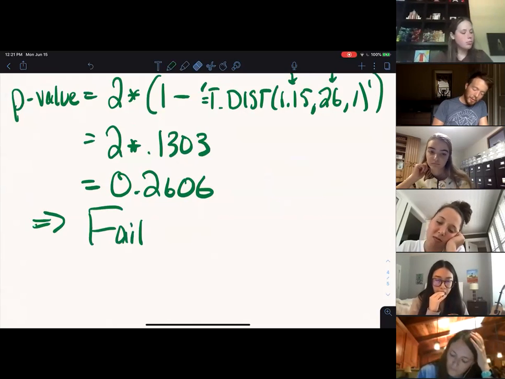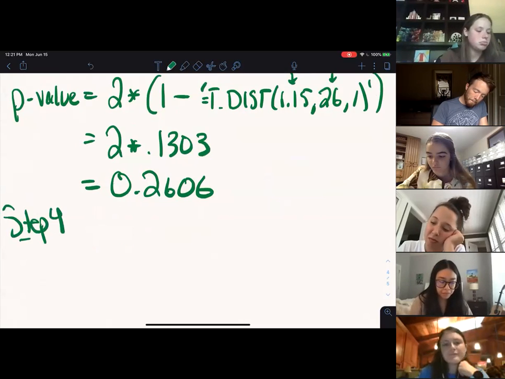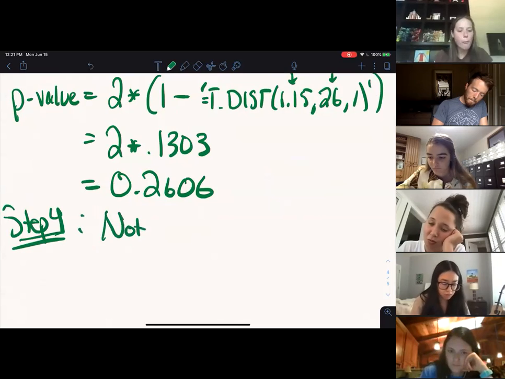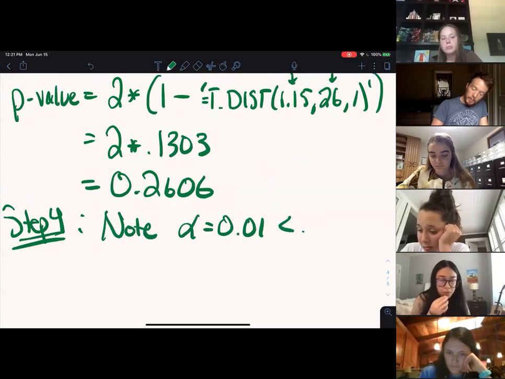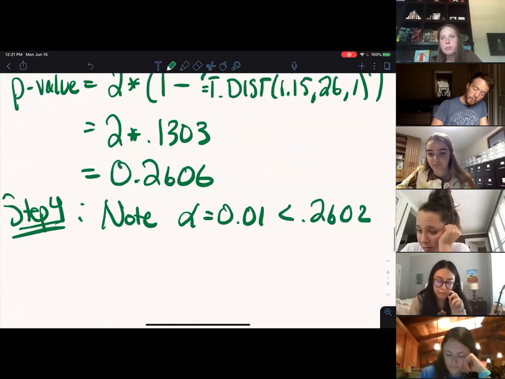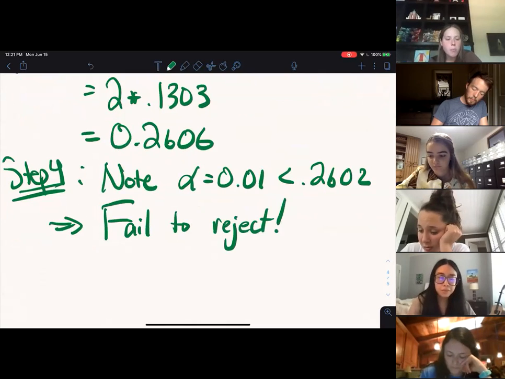Or I guess I should do this the formal way that I've always done it, which is step 4. That equals 0.01 is less than 0.2606, so we fail to reject. Okay, any questions?